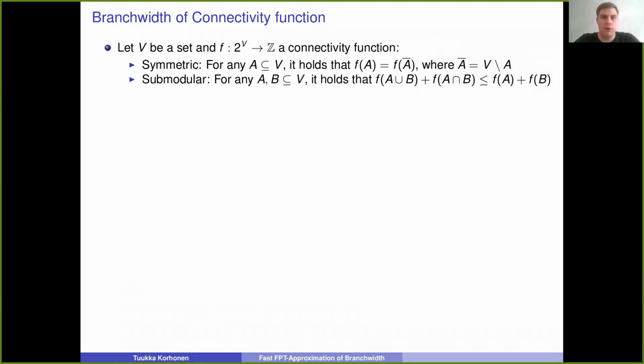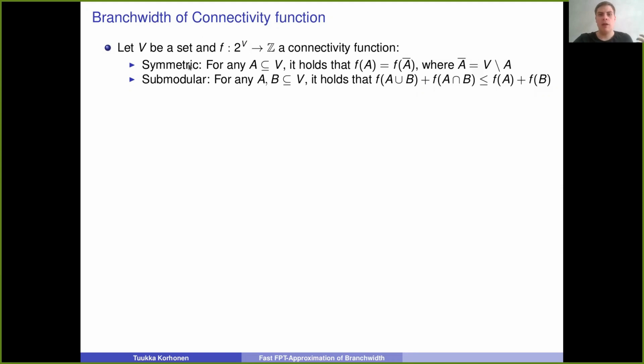So then, before going to our framework, let's review some definitions. Our framework is about branch width of connectivity functions. And so what is a connectivity function? It's a function f from the set of subsets of a set V to integers, and that satisfies two properties. So it has to be symmetric and submodular.